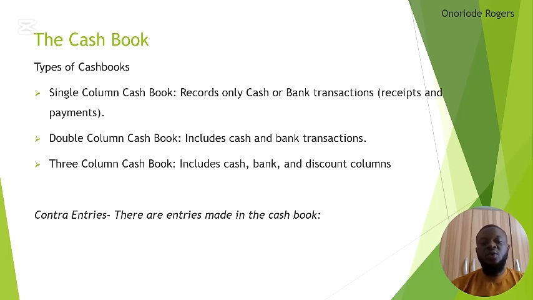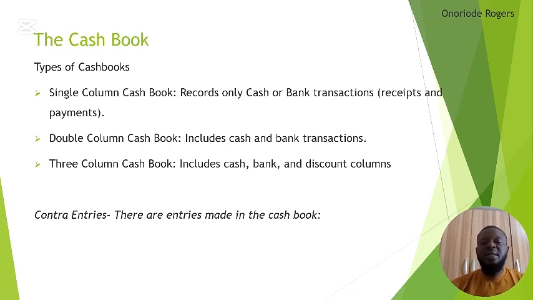A contra entry is where the transaction's double entry begins and ends in the cash book. That means the life cycle begins and ends in the cash book. For example, when you transfer money from your cash book to the bank, that is a contra entry, because the cash leaves and goes to the bank, affecting the cash column and the bank column. That is a contra entry.